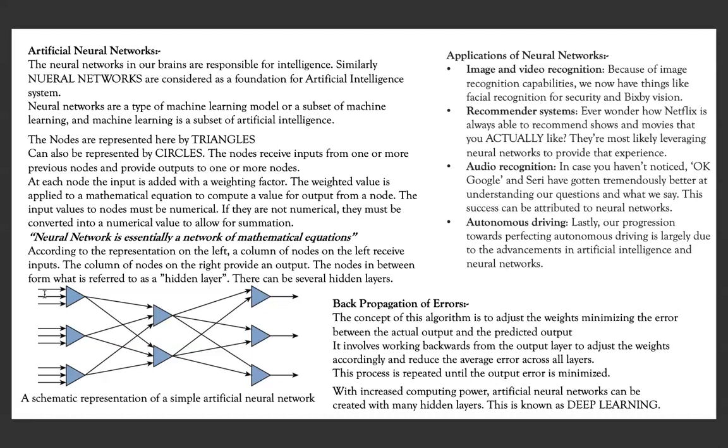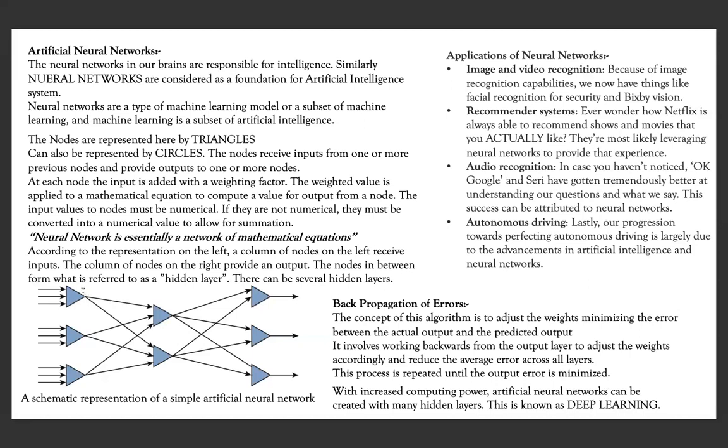The nodes will receive some inputs. As you can see here, it receives some inputs. And it receives inputs from one or more previous nodes. Or maybe it could be the first layer or column, and it's receiving inputs not from a node, but directly from some other source. Anyway, it has received some input. At each node, the input is multiplied by a weighting factor. The weighted value is applied to a mathematical equation to compute a value for the output node.